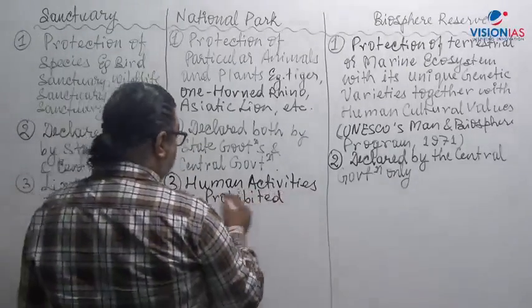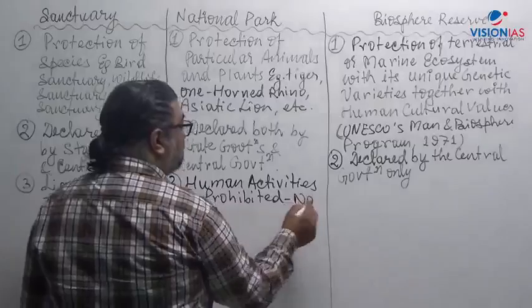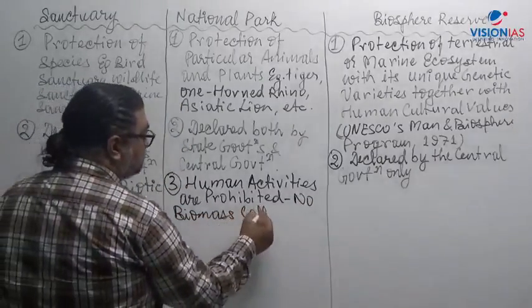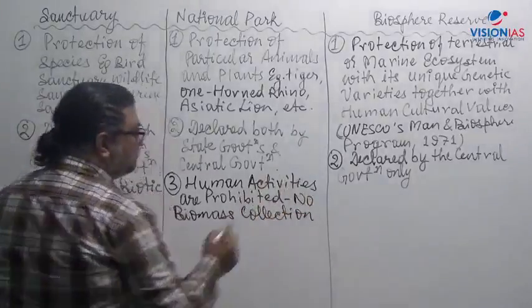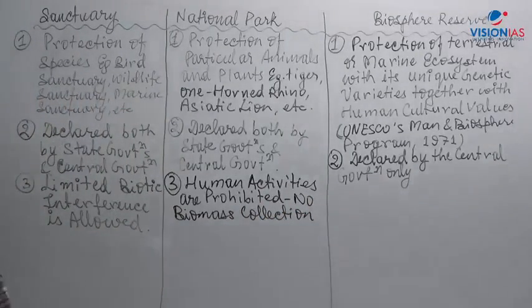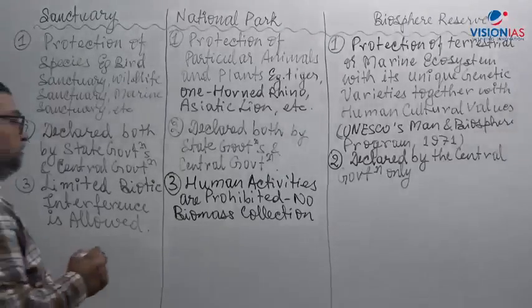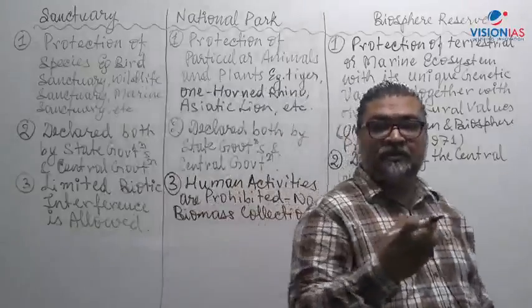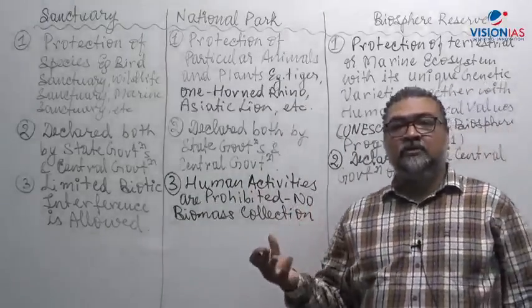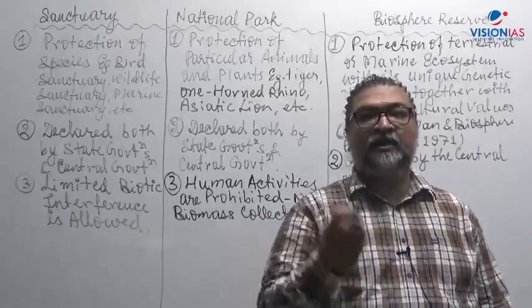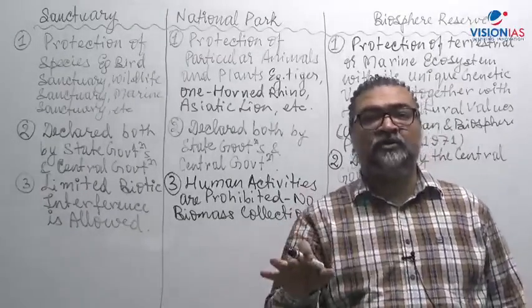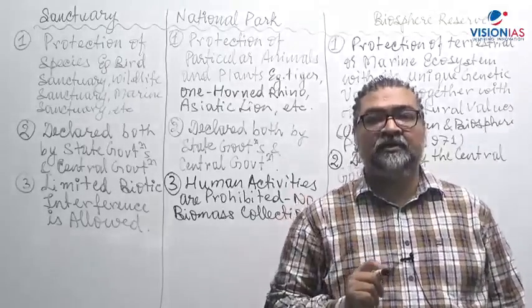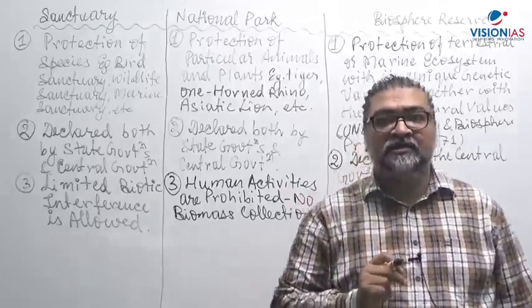What I mean here is that human activities are prohibited, meaning no biomass collection. You cannot collect any kind of resources there. No biomass collection from inside the national park. So the forest department regulates. You cannot cut tree or timber or any biological resource. You cannot take it out. That is all controlled. Only tourism is allowed, where one goes on a safari, to see a tiger or elephant, whatever it may be; the safari comes into that.